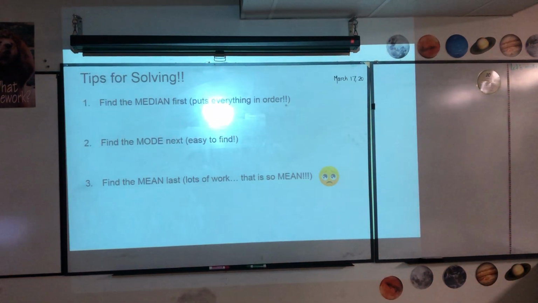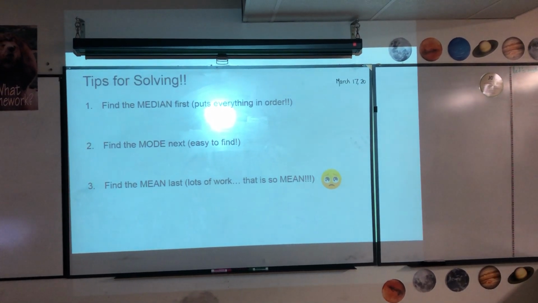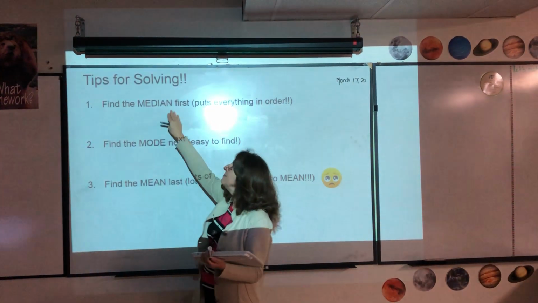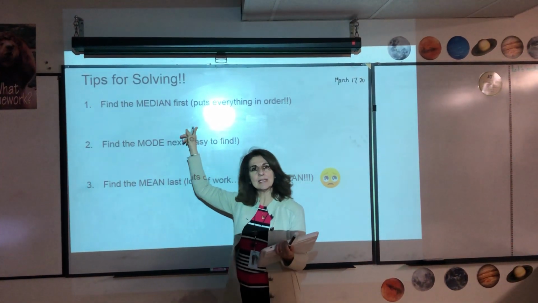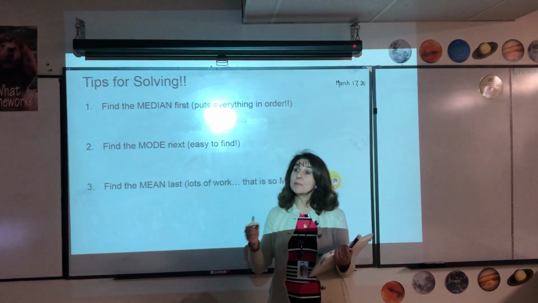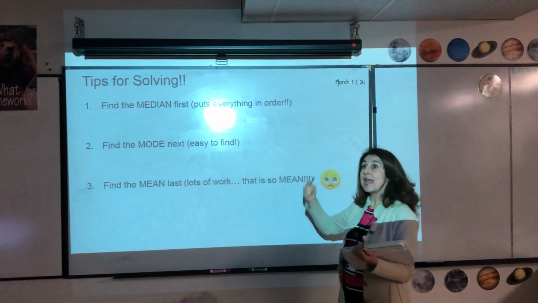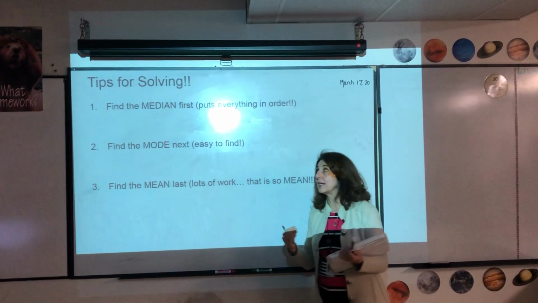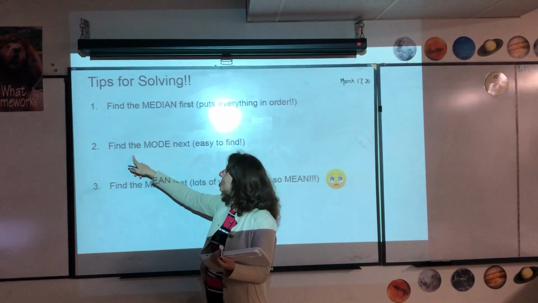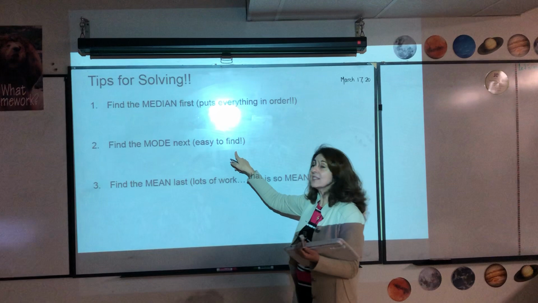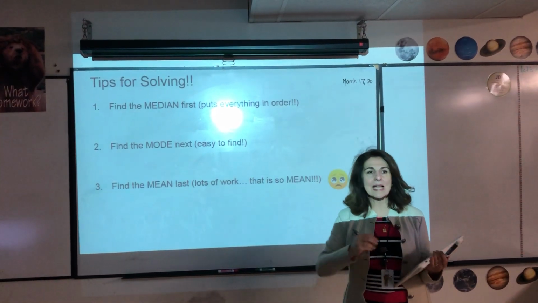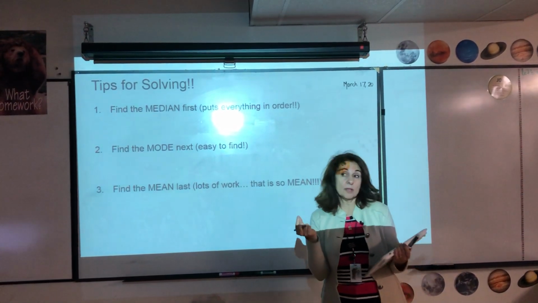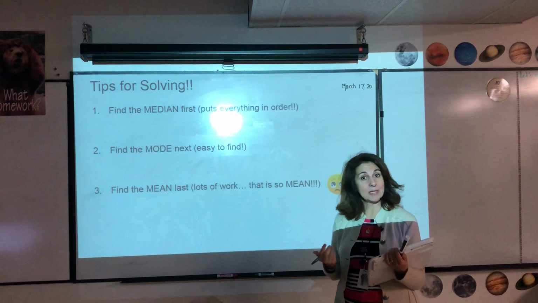So now what I want to show you are some tips for solving these problems. The first one is find the median first. Because to find the median, what you have to do is put your numbers in order. So everything gets organized, and it's easier to work with numbers that are organized. So find the median first. Second one, find the mode next, because the mode is the easiest one. The mode is just counting how many times each number appears, and then the one that appears the most.